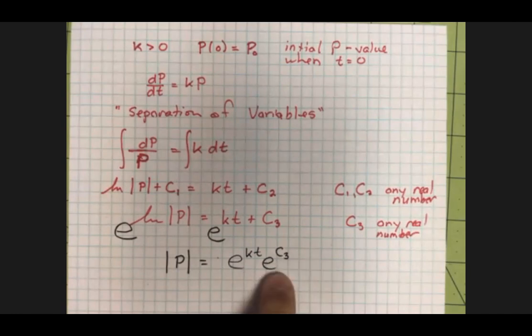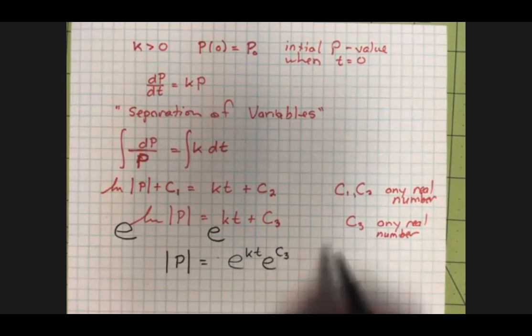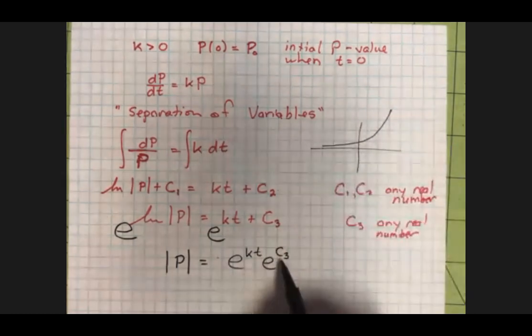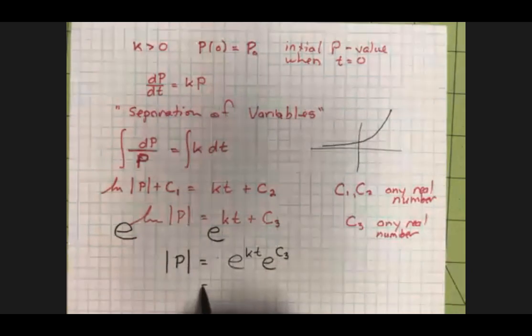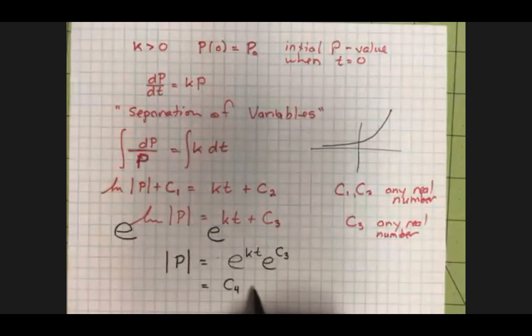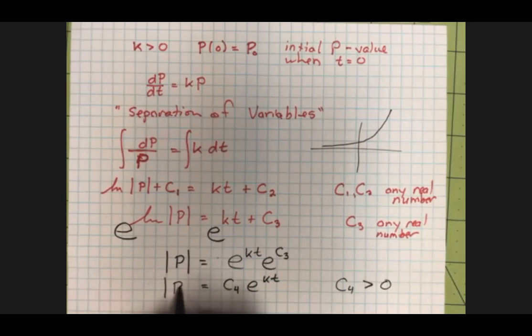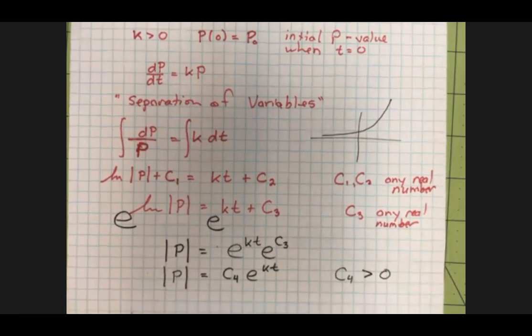Because what happens when you have a common base? You add exponents. But if C3 is any number under the sun, you know what exponential graph looks like, right? e to the C3 is a new number. Let's call it C4. Don't worry, it's not explosive. C4 is no longer any number under the sun. C4 is a positive number. Now, like I say, I'm doing this way too legalistically, but be patient with me.